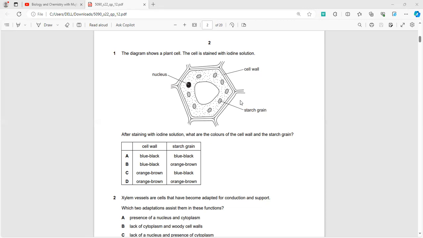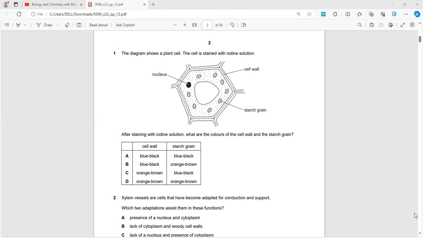So obviously the starch grain will have a blue black color, whereas the normal cell wall, which does not have any carbohydrate, which the iodine can represent, will have an orange brown color. So the correct option would be C.